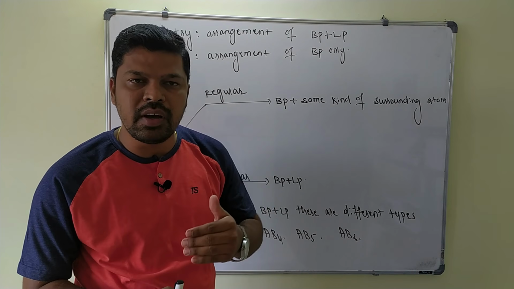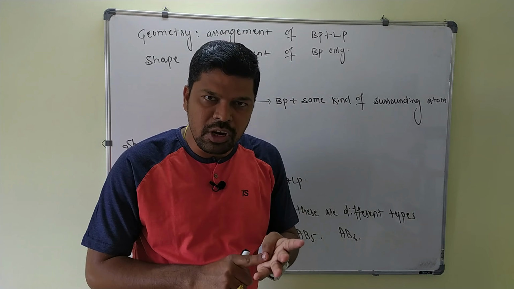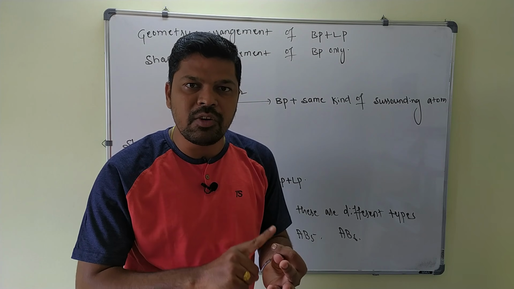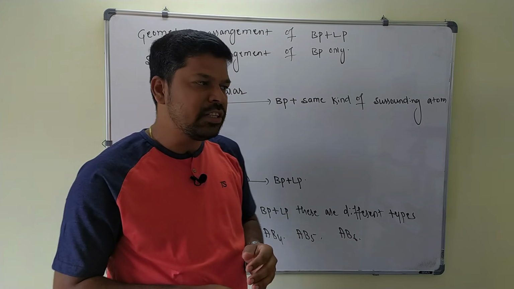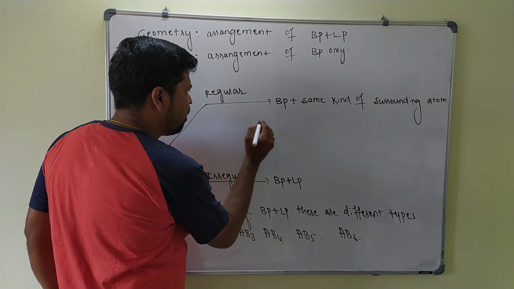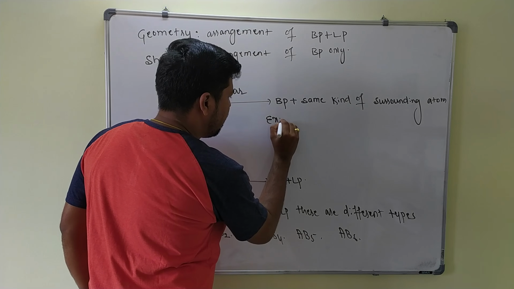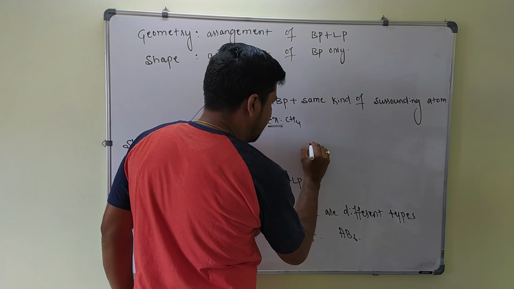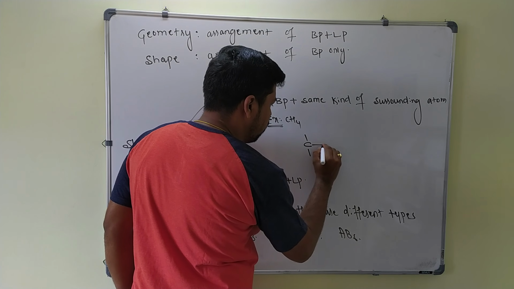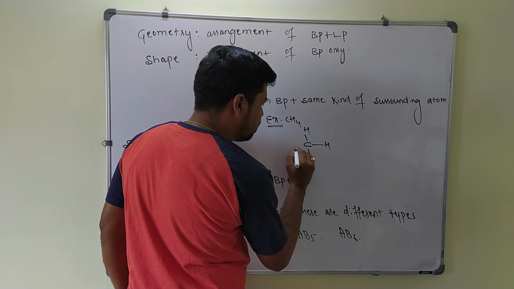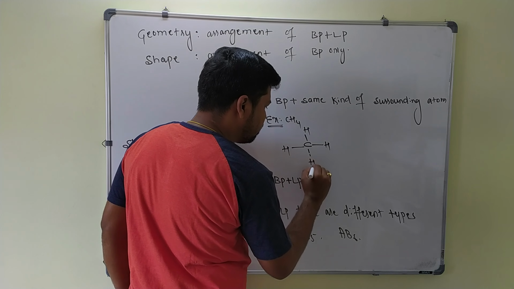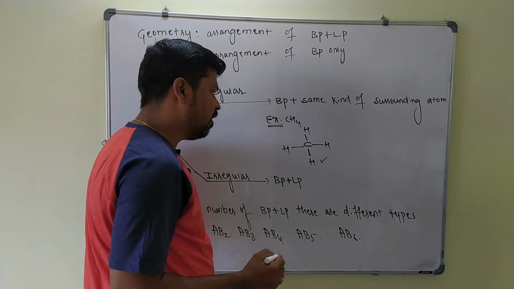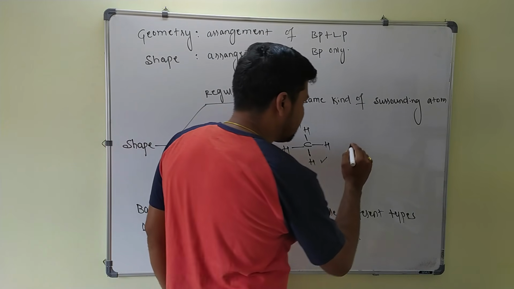Regular shape molecule is the molecule which has only bond pairs of electrons and is surrounded by the same kind of atom. Then only it is called a regular shape molecule. For example, I will take the CH4 molecule. In CH4, the carbon atom is surrounded by only bond pairs of electrons and similar kinds of atoms, that is hydrogen. So this molecule is considered a regular shape molecule.